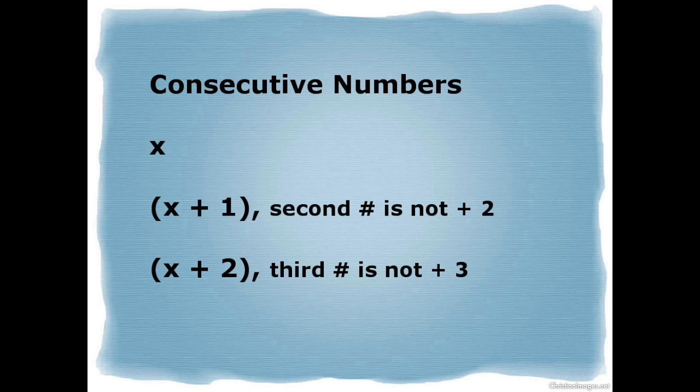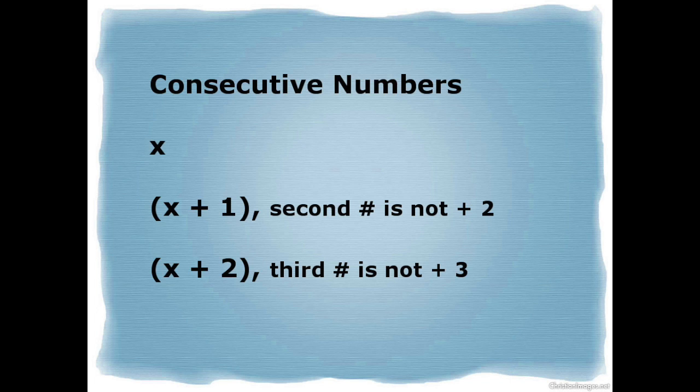Now, with word problems where they're asking you what three consecutive numbers are, you have to build it in this fashion. The first number will be x. The second number will be x plus 1. Not x plus 2. When you hear second number, you want to say x plus 2, equating second with 2. But no, it's x plus 1.